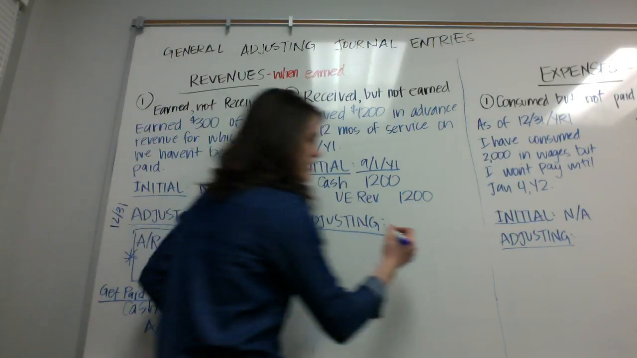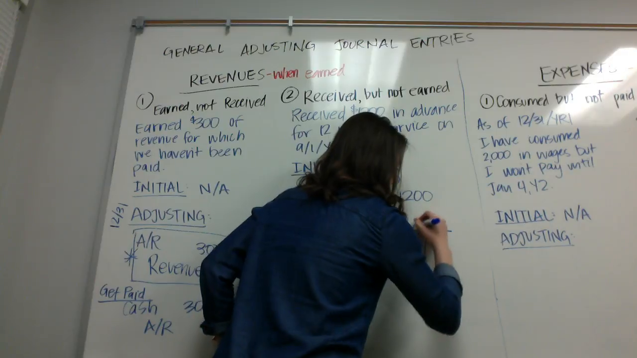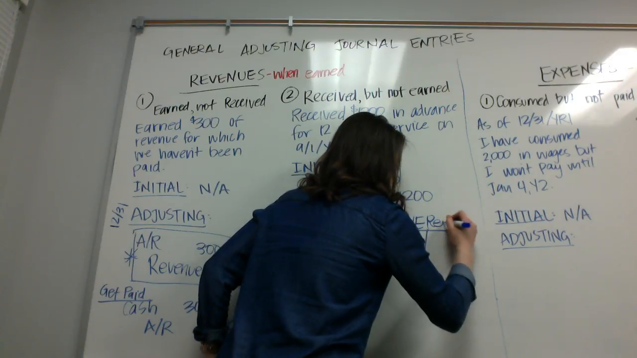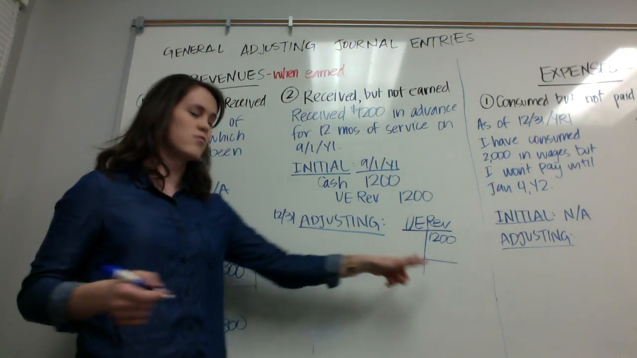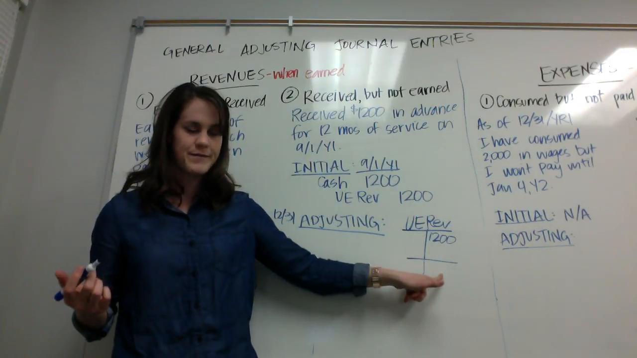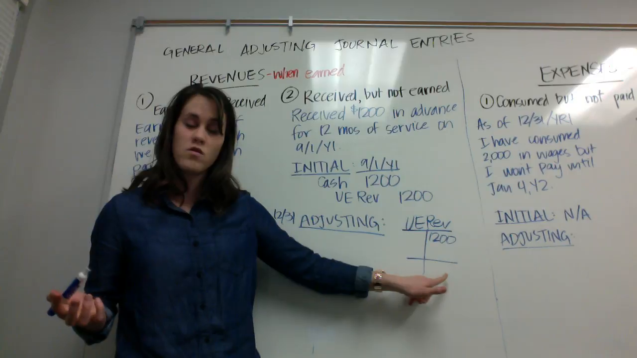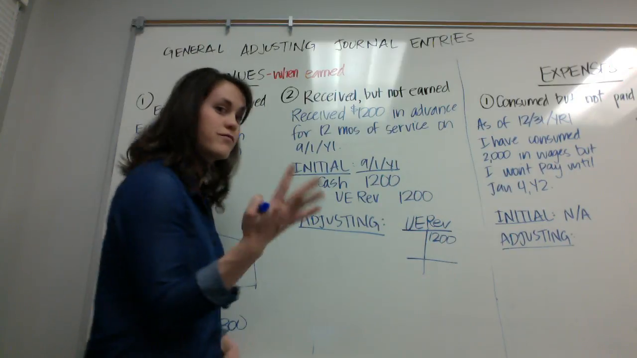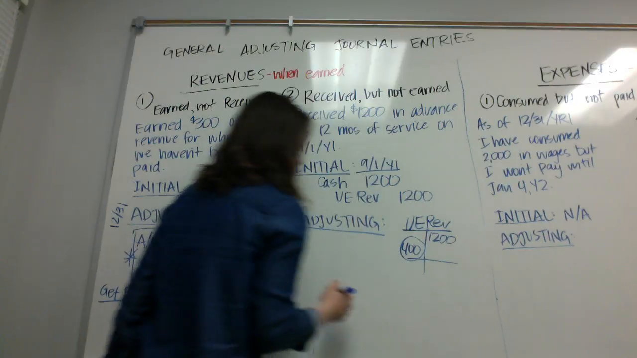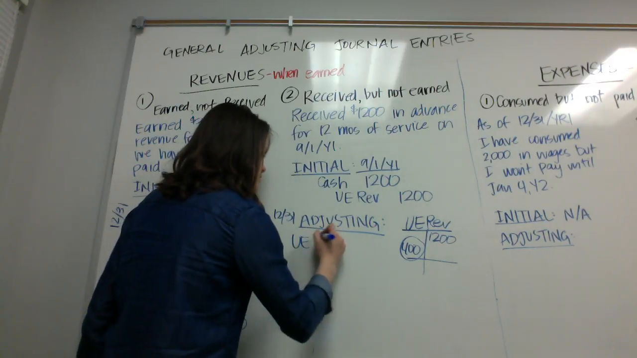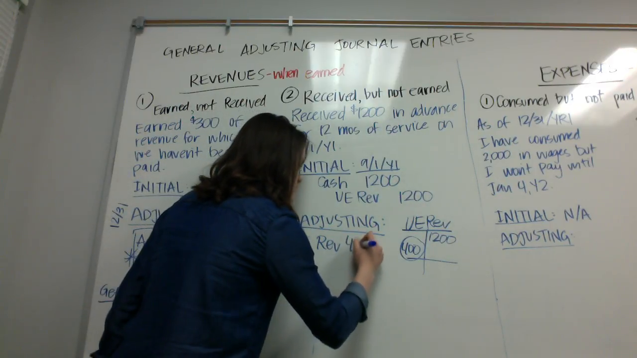So if we look at our unearned account, which is a liability, unearned revenue, I put $1,200 in. At the end of the year, do I want that to show $1,200 that I owe them still? No, I've actually earned $400, right? So I'm going to take out $400 from the liability. So I will debit unearned revenue for $400.